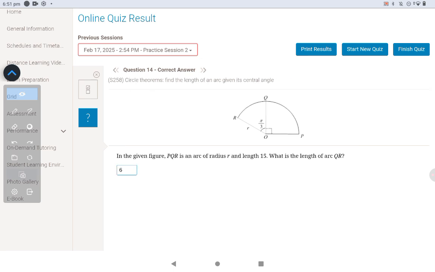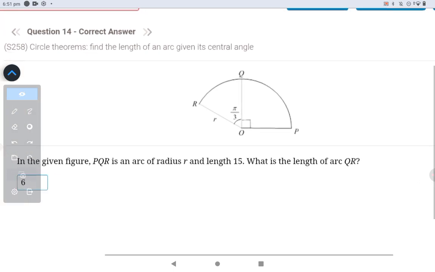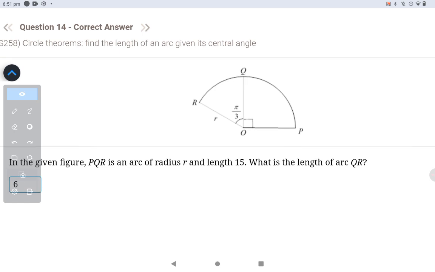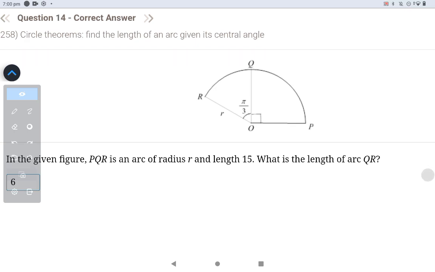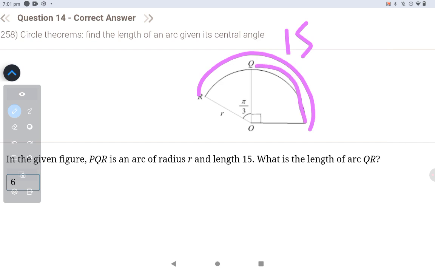Okay, in the given figure, PQR is an arc of radius r and length 15. What is the length of arc QR? Alright, so for this one, we know PQR is an arc of radius r and length 15, okay? So when they say length 15, PQR, all of this is 15, and we need the length of QR.